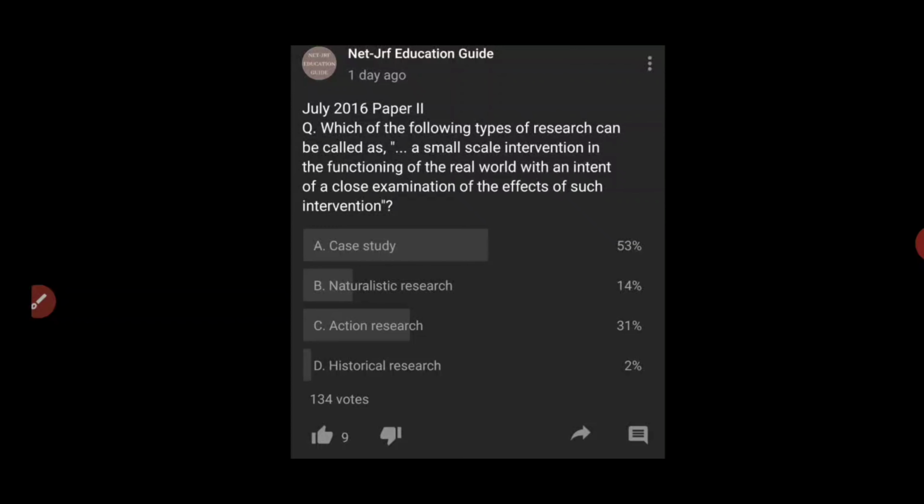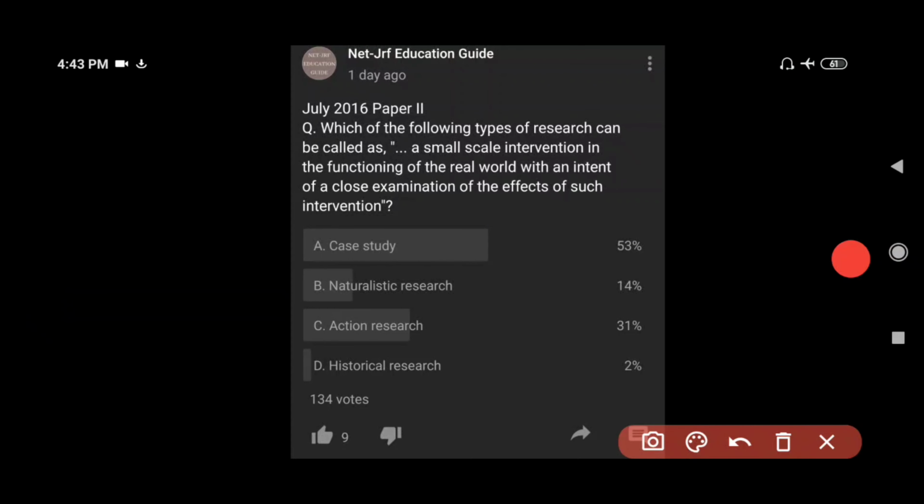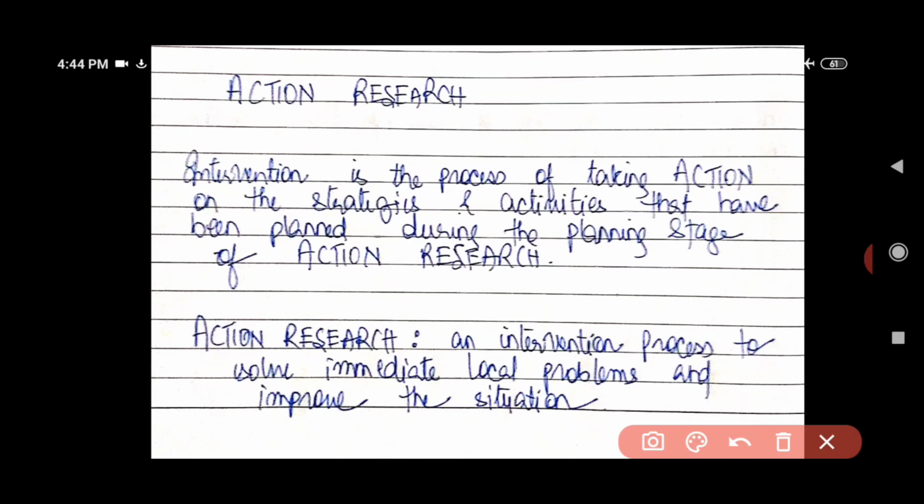Which of the following types of research can be called as a small-scale intervention in the functioning of the real world with an intent of a close examination of the effects of such intervention? Our answer should be action research, not case study. Okay, so action research, why? So in action research, you will frequently encounter this word intervention. And what is intervention? Intervention means to interrupt something, maybe to help the situation or maybe to improve the situation.